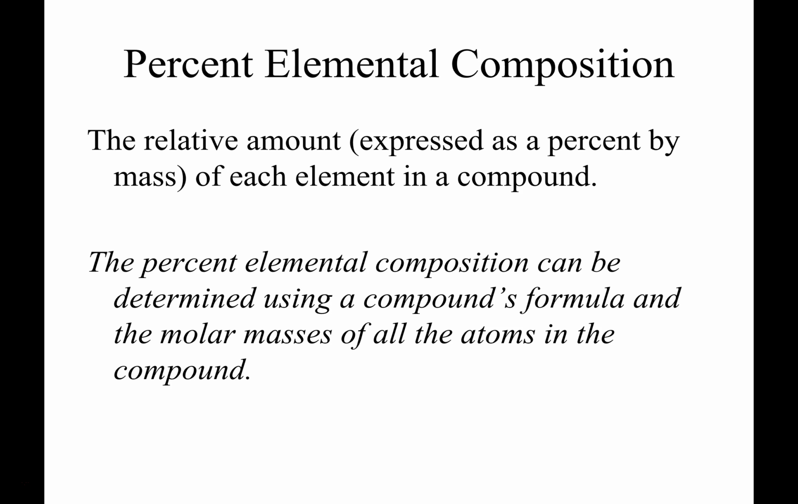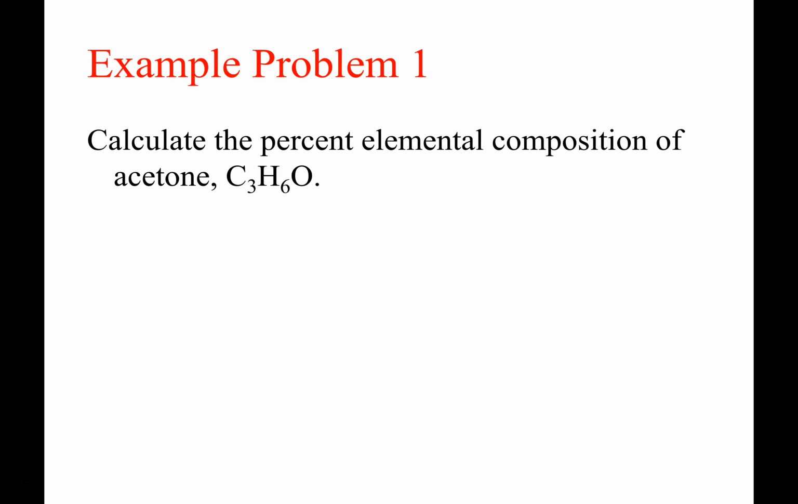So the first type of problem is a percent elemental composition problem. And so basically you're going to see us take the mass of the element, and it's like a mixture, that's what compounds are, divided by the total mass of the compound, and to get it to percents we're going to multiply by 100%. That's it. It's pretty straightforward. So it's easier to show you than to describe it.